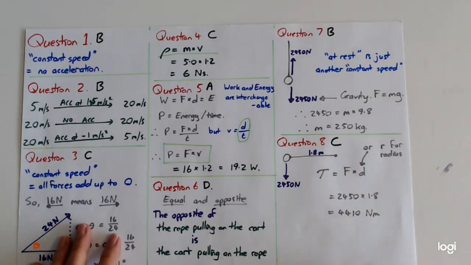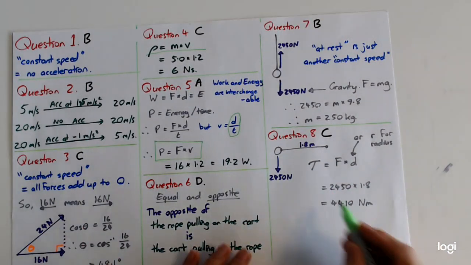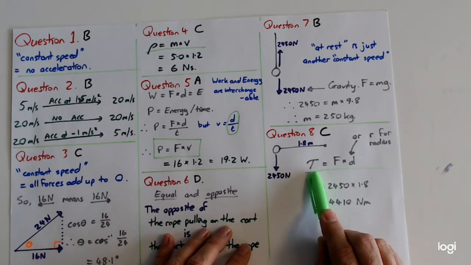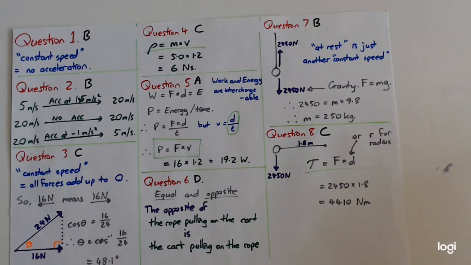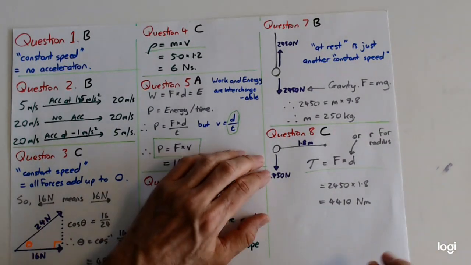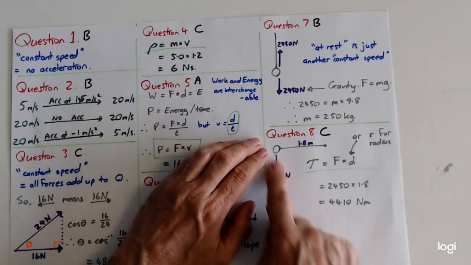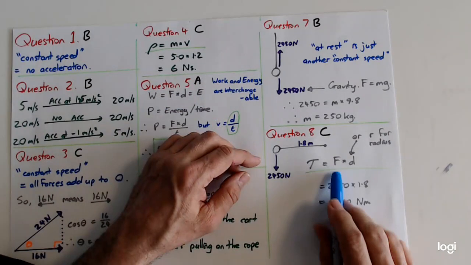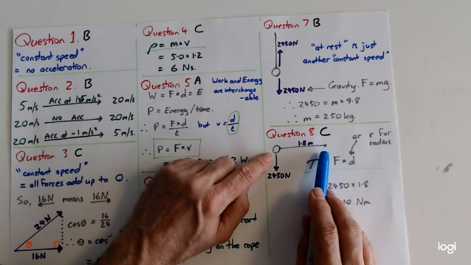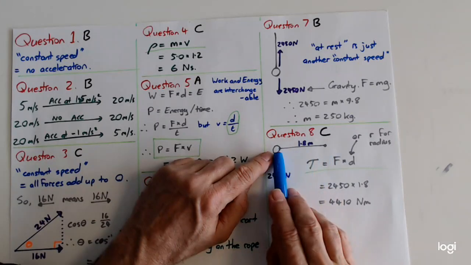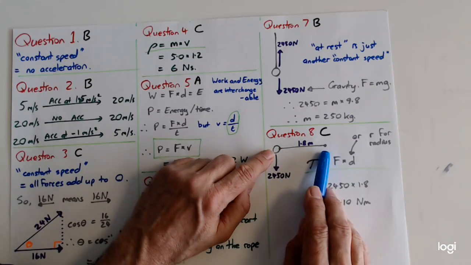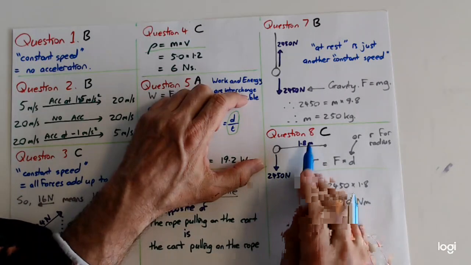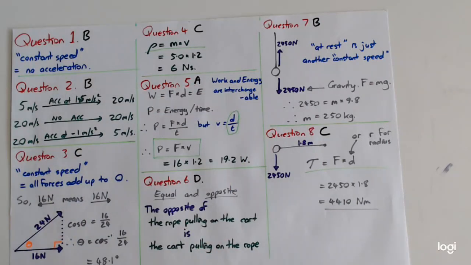Here's another formula you need to be comfortable with. This is the formula for torque. Torque is the rotating effect of a force. It's the ability of a force to make something turn. So this is trying to turn this pole around. It's trying to make it go anti-clockwise in this case. And the formula is the force multiplied by the distance, or the radius, the distance that the force is acting from the fulcrum, from the center of the circle. And we've got 2450 times 1.8, 4410 newton meters. Alrighty.